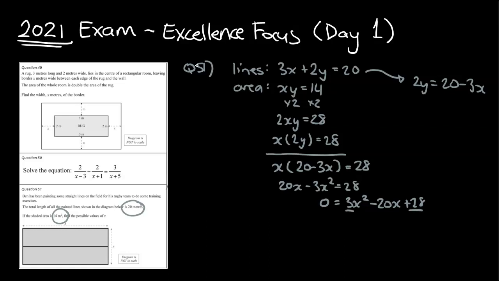So 3 times positive 28. So 3 times 28, that came to 84, is it? Hopefully it's 84. Yeah, 84. And I now need to think what multiplies to this positive 84 and adds to this negative 20. And this here was an absolute headache to figure out. The strategy I adopted, I just went through all the factors. So I did the obvious one, 1 times 84. And then I've got 2 times 42. And then I've got 3 times 28.